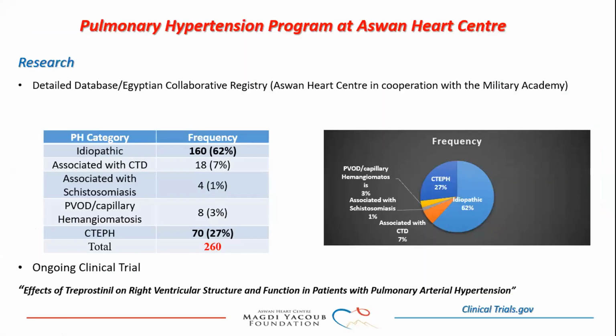Regarding the research aspect, in addition to having a detailed database, we are sharing in the Egyptian Collaborative Registry with the Military Academy. So far in this registry, we have 260 total patients, 62% of them having idiopathic pulmonary arterial hypertension, and 27% of them having CTEPH. Also, meanwhile, we have an ongoing clinical trial which assesses the effect of treprostinil on right ventricular structure and function in patients with pulmonary arterial hypertension.